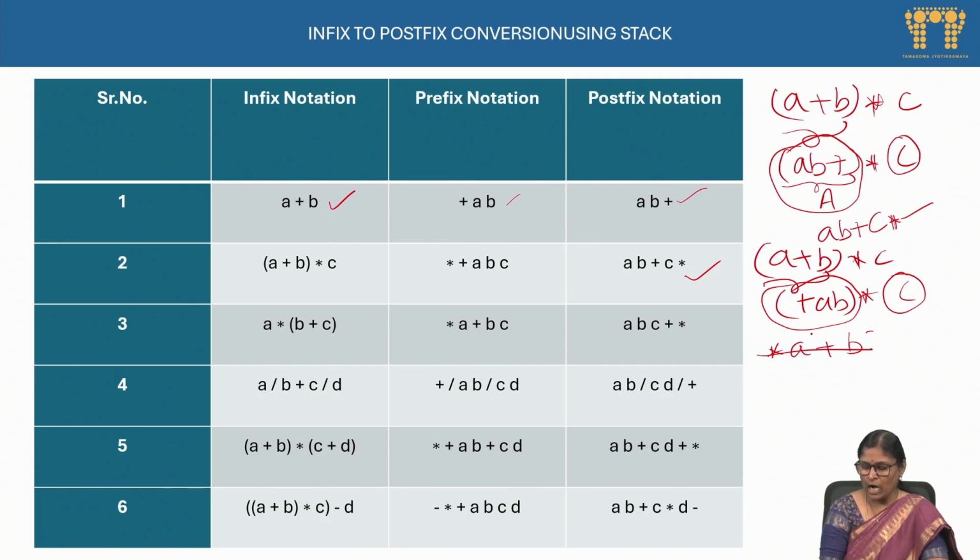So what we do is star plus A, B, C. So this is the prefix notation. So operand 1 and operand 2, operator. So operator followed by operand 1 and operand 2. This is the answer for the second one.